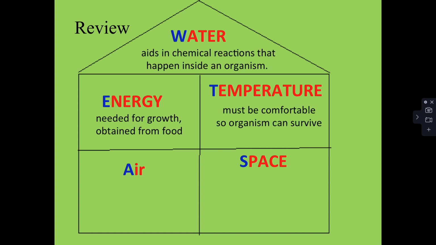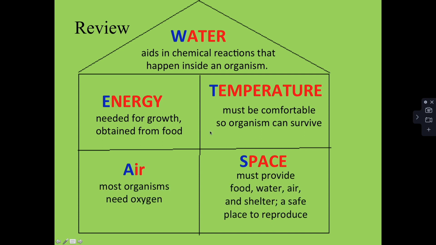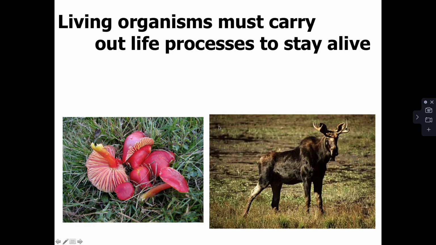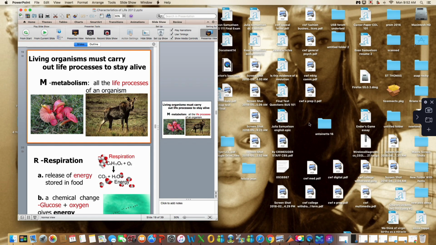This will help you. It'll be a good idea to write this down. Characteristics of life, RED CAR, and WASTE. All these things are needed for an organism. Okay. WASTE is the needs of organisms. Living organisms must carry out the life processes. That's the next one.